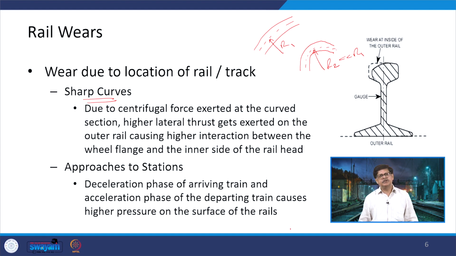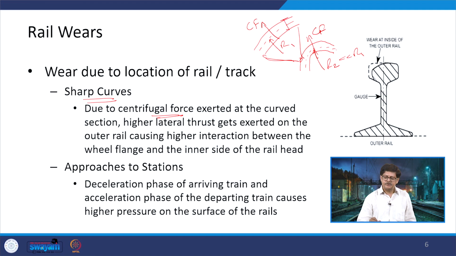So, what is going to happen in those sharp curves? Of course, in both of the cases there is the centrifugal force which is acting, and this centrifugal force is acting in the outward direction with respect to the center of the track or the rotational position. That means, if this is a pivot point, with respect to that we are looking at. Now, when this condition happens and there is a centrifugal force exerted here, then high lateral thrust will get exerted on the outer rail.